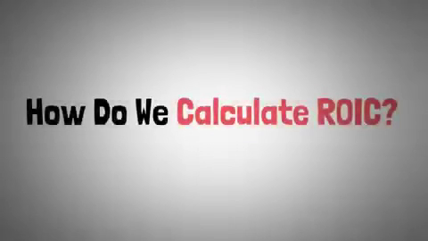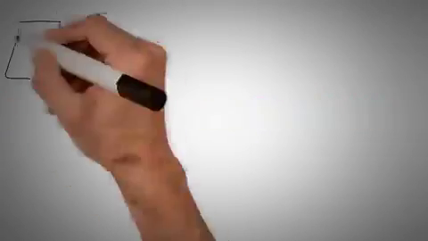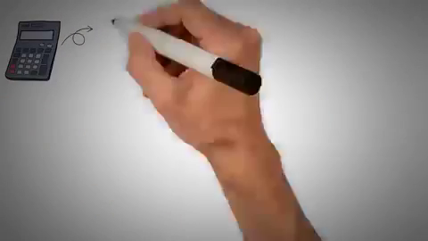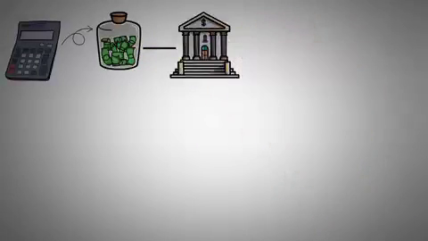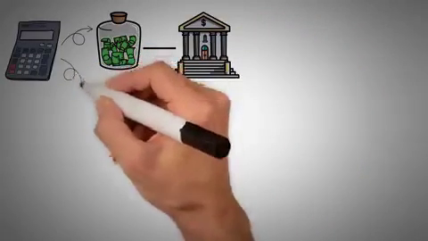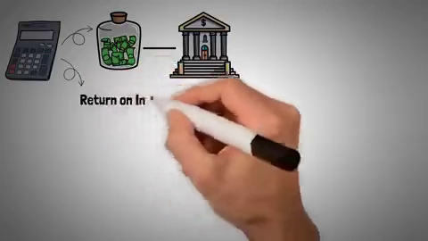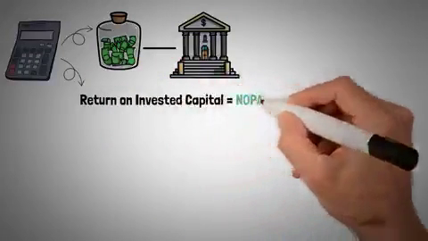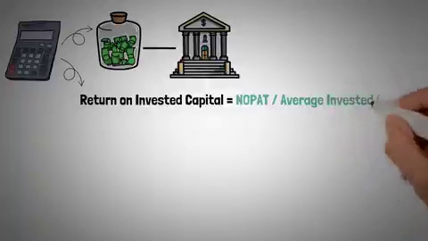How do we calculate ROIC? The formula for return on invested capital measures how well a company generates cash flow compared to the capital it has invested in the business. Here is the formula, and we will break it down. Return on invested capital equals NOPAT divided by average invested capital.